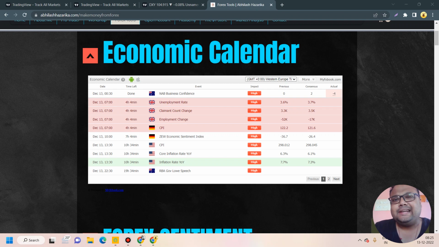So if the data meets the expectation, then obviously we will see some correction, further correction downside on the chart of DXY. And in case data fails to meet the expectation, and if we see a higher inflation rate, then maybe we will see a strong up move on the chart of dollar, and we will see a fall on the chart of GBP USD, Euro USD, gold, and others.